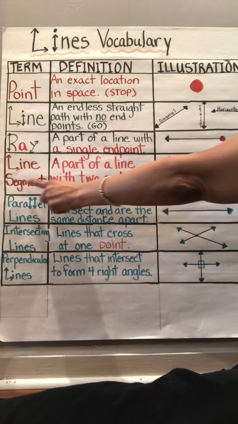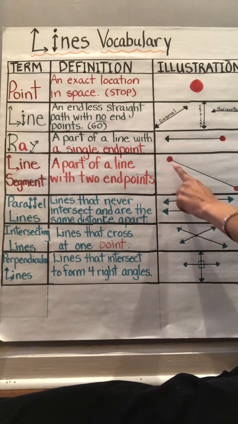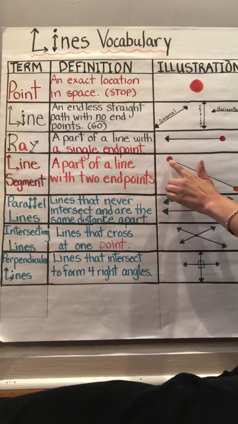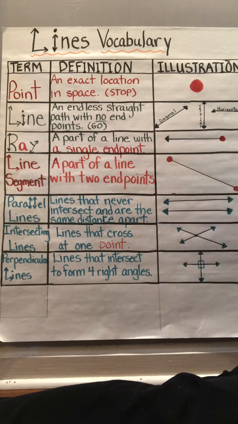Okay. Next is a line segment. It's a part of a line with two endpoints. So this is only part of a line. It doesn't keep going because you have two endpoints on it.